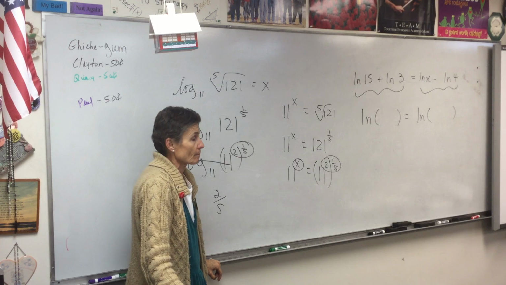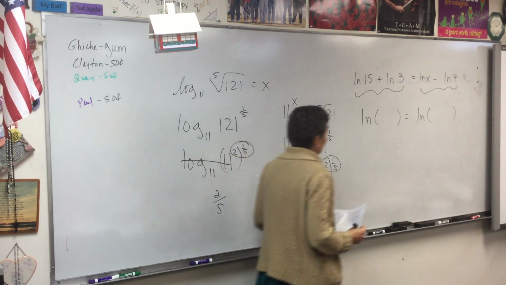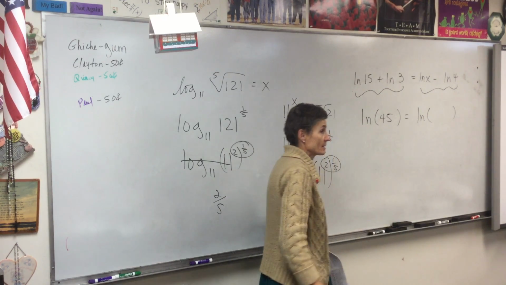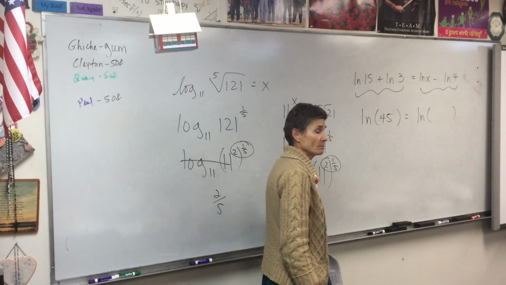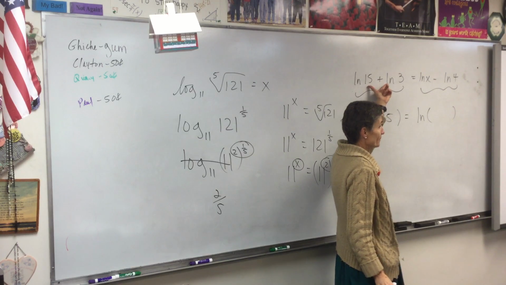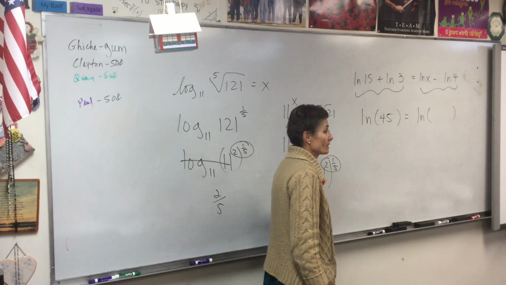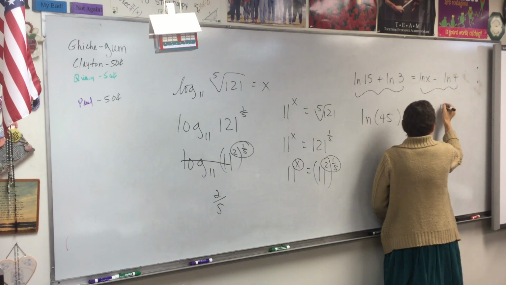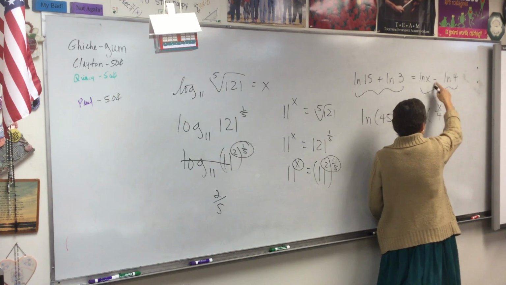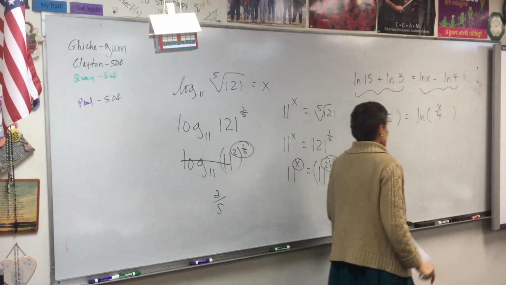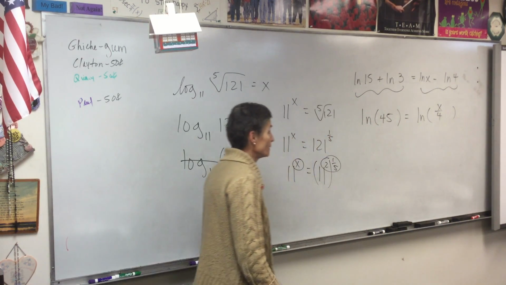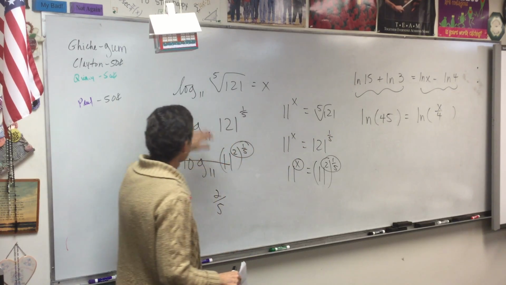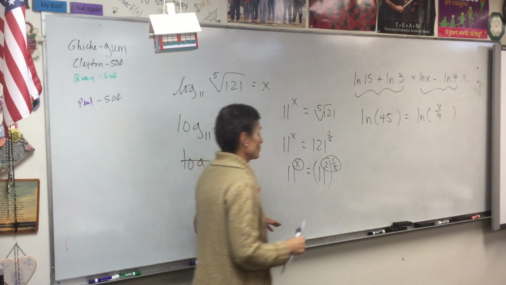What is it? ln 75. It's 40. Or it'll be 45. You're gonna multiply 15 times 3, and we multiply because they're added. Over here, it's going to be ln x over 4, because that's a subtraction, so it goes together as a division.